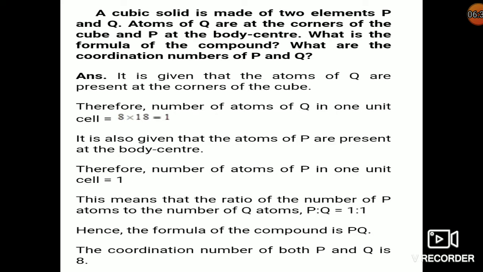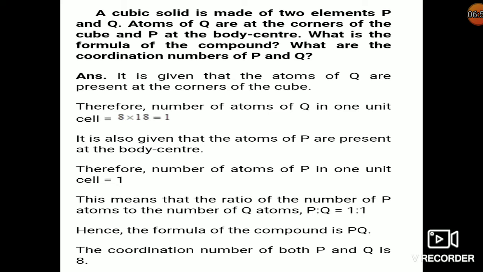Next, a cubic solid is made of two elements, P and Q. Atoms of Q are at the corners of the cube and P at the body center. What is the formula of the compound? What are the coordination numbers of P and Q? Here you also need to answer about the coordination number.